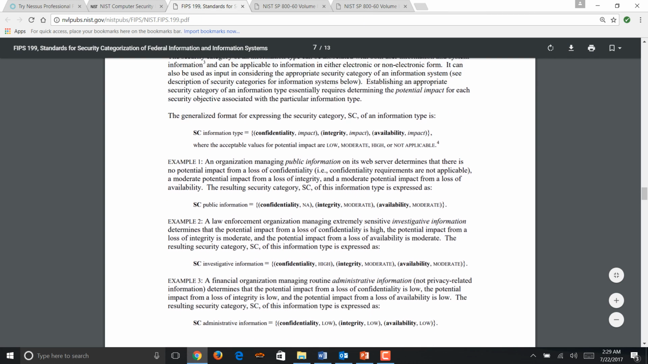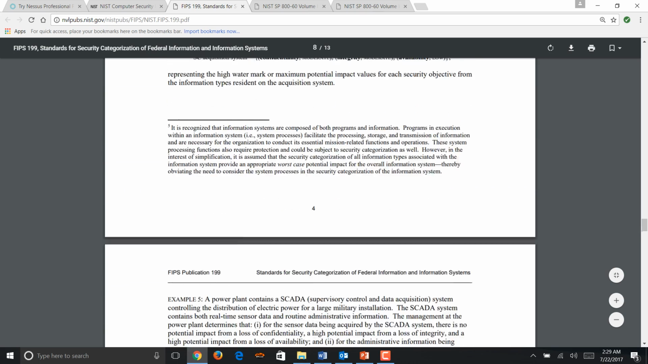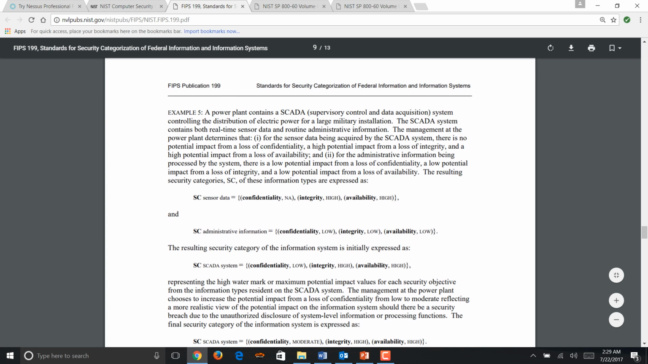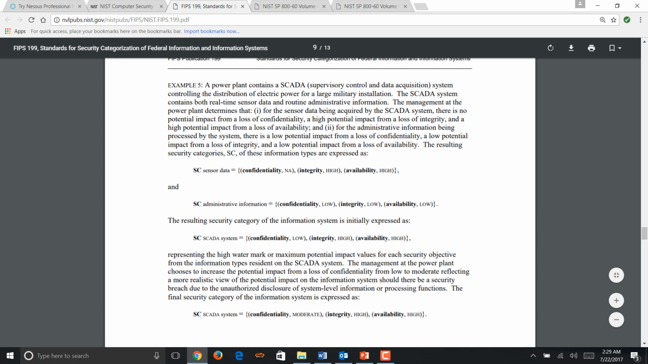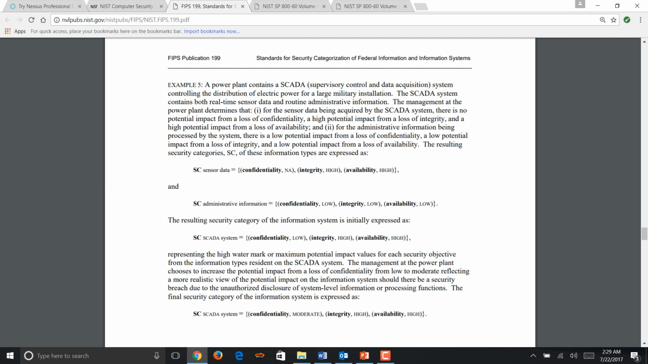So let's take the example number 5, which says, a power plant contains a SCADA, that is supervisory controls and data acquisition system controlling the distribution of electric power for a large military installation. Now, it said the SCADA system contains both real-time sensor data and routine administrative information.